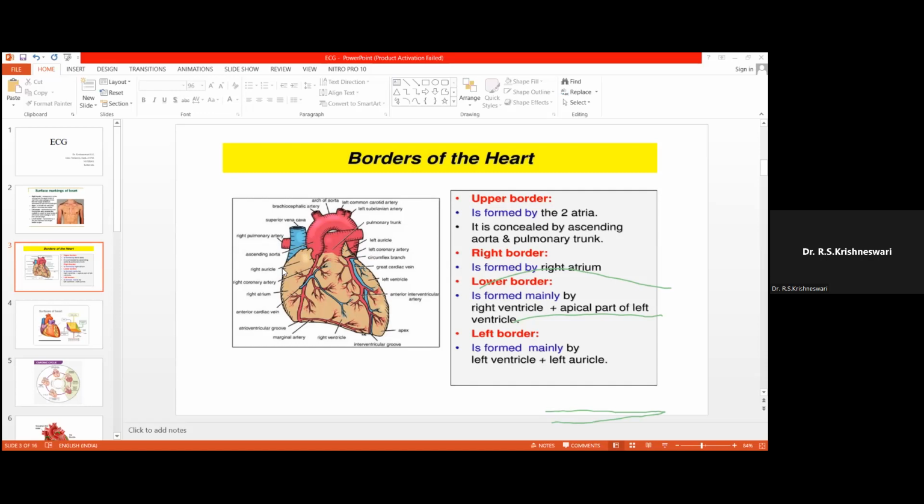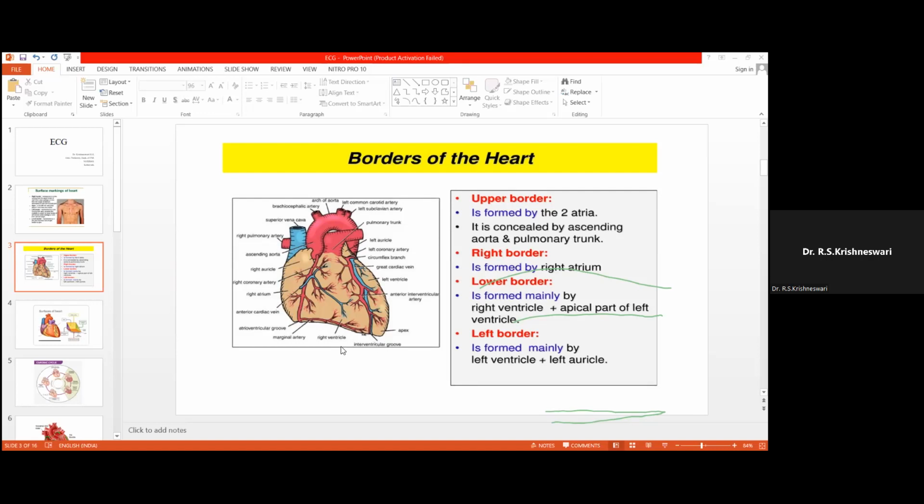Then there is the right border. This is the right border of the heart, and it is formed by the right atrium. This is the right atrium, this is the right ventricle, and this is the left ventricle. Next, the left border is formed by the left ventricle of the heart. And there is a lower or inferior border, which is formed mostly by the right ventricle and a small portion of the left ventricle, or apex of the heart.